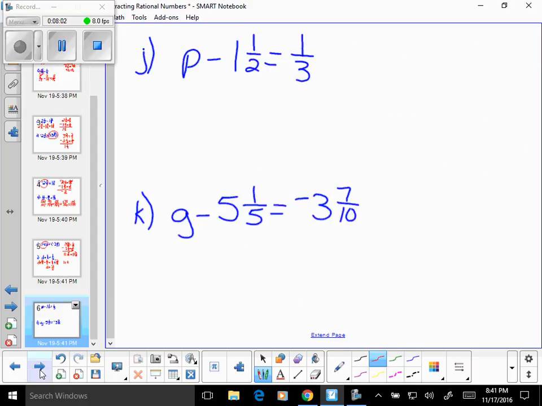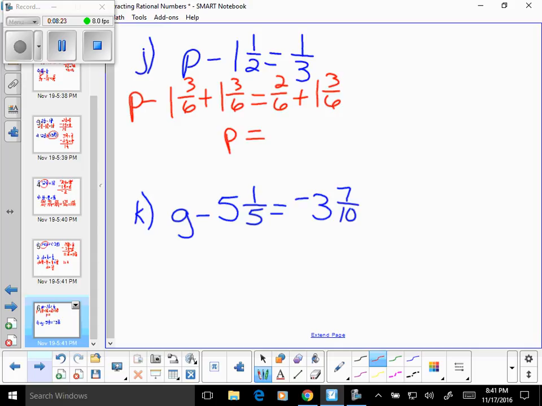And J, we're going to be adding to both sides, but again, I changed to the common denominator. P minus 1, and my common denominator is 6, so 3 over 6 plus 1 and 3/6 equals 2 over 6 plus 1 and 3/6. P is going to equal, I have to add the fractions, 2/6 plus 3/6 is 5/6, and then my 1. And I'm actually adding 2 positive integers over on this right side, so I'm finished.